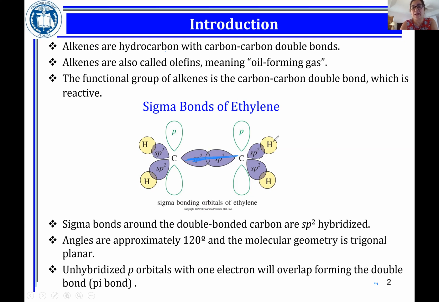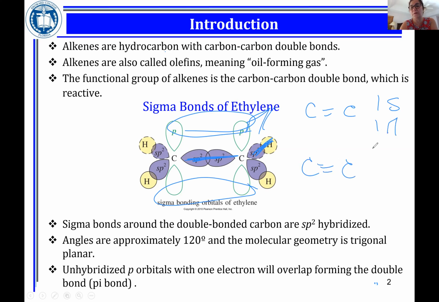You have an s orbital with the hybrid orbital that gives you a sigma bond. But when you have two p orbitals side by side overlapping, that would give you a pi bond. For a C=C double bond, there is one sigma bond and one pi bond. For a C≡C triple bond, it would be one sigma bond and two pi bonds.